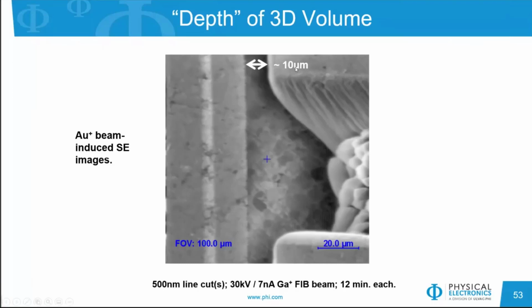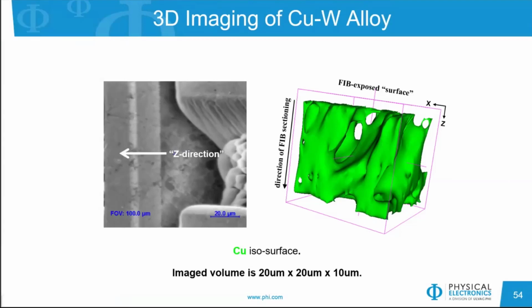So the amount of material that's been removed is about 10 microns in depth. And so we chose a 20 micron by 20 micron field of view. So our field of view would be 20 by 20 by 10 microns. So this is a relatively deep depth profile that we're looking at here with this FIB-TOF image. And so now reconstructing this, this is the Z direction here going down and into the sample.